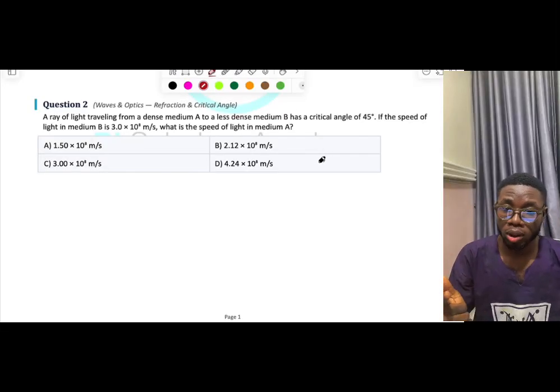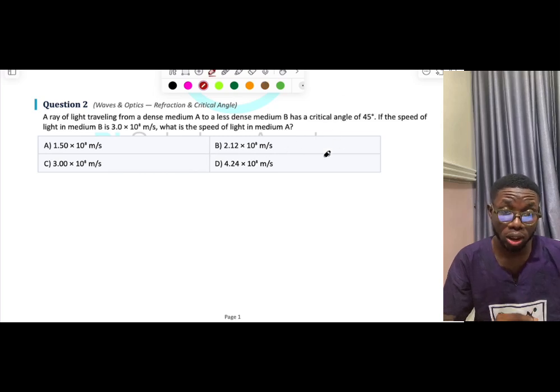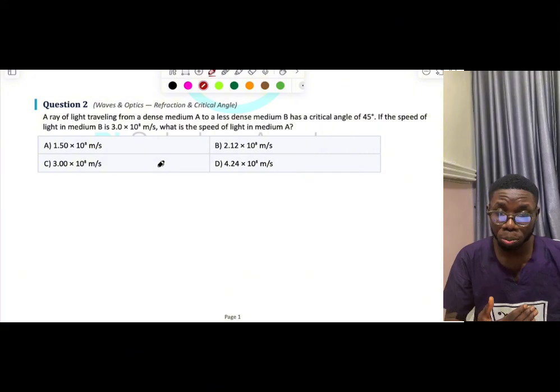Now let's look at question number 2. It's on waves and optics. We have a ray of light that is traveling from a dense medium A to a less dense medium B, which has a critical angle of 45 degrees. If the speed of light in medium B is 3 times 10 to the 8 meters per second, what is the speed of light in medium A?